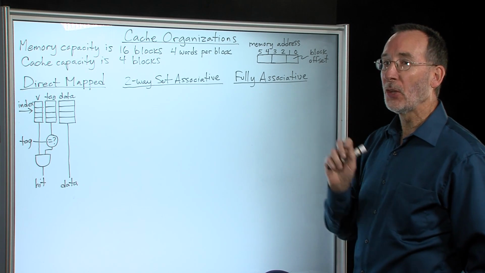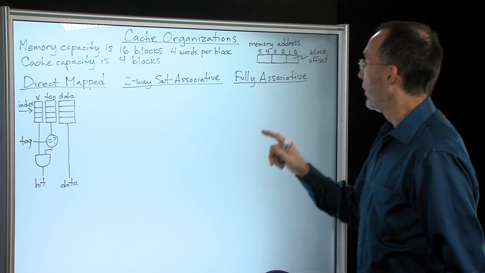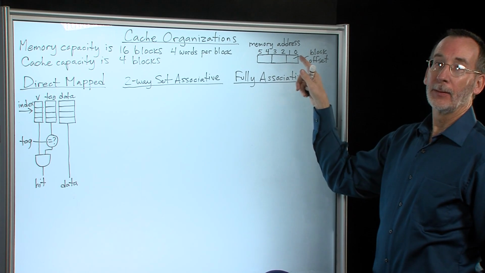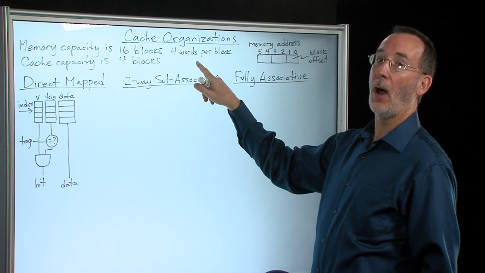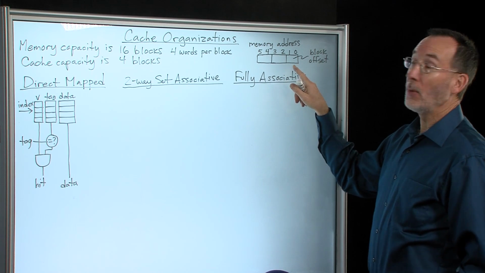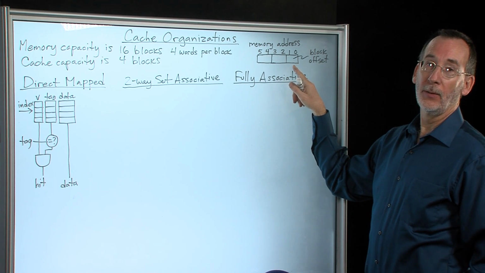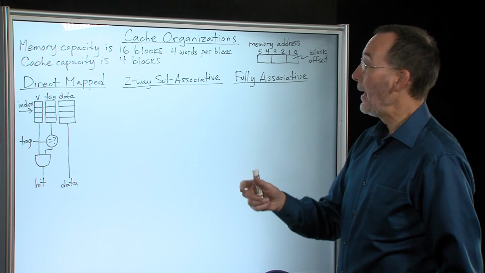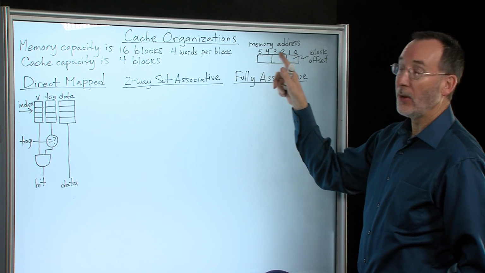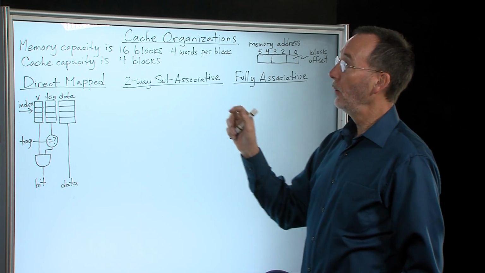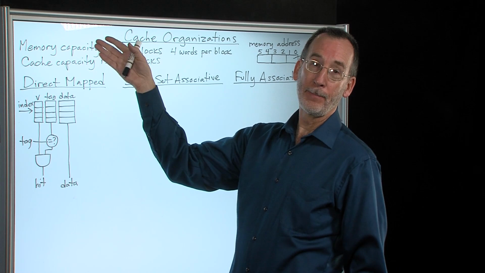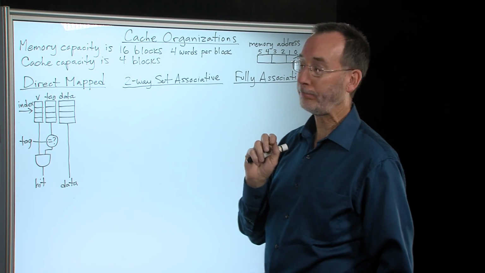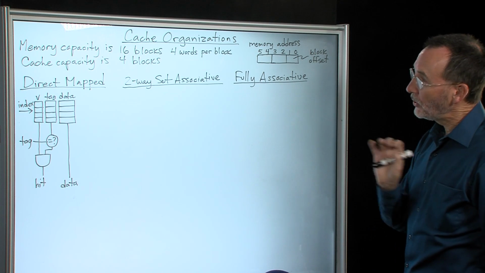Okay, so let's first look at our address. So our address looks like this. Because we have 4 words per block, the rightmost 2 bits are the block offset. Those pick one of the 4 when we access the cache. And then the remaining 4 bits are used to pick one of these 16 memory blocks. All right, so let's go over first a direct map cache.